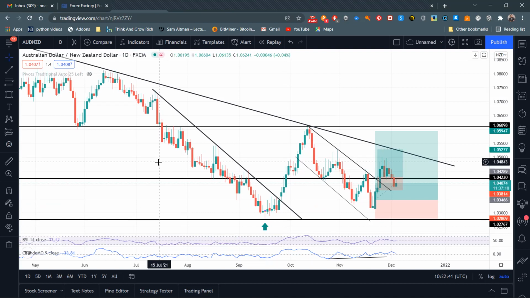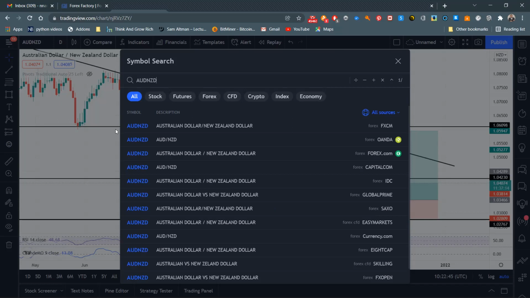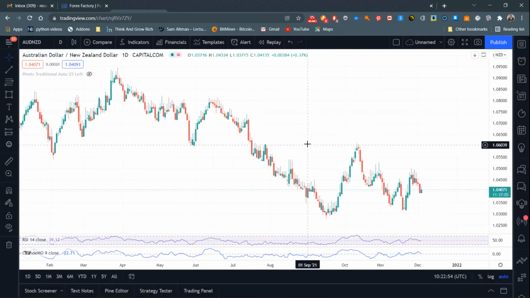Okay, let me use a fresh chart. NZD. Okay, so AUD is probably one of my favorite pairs.